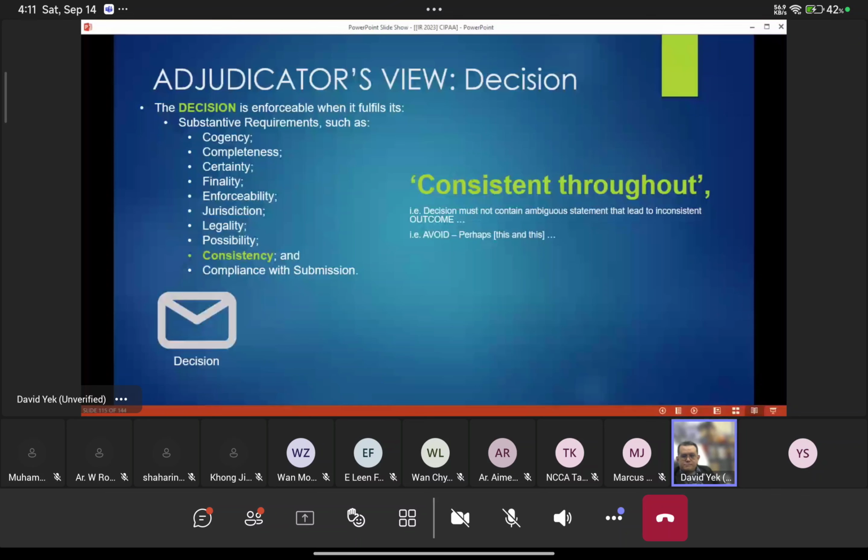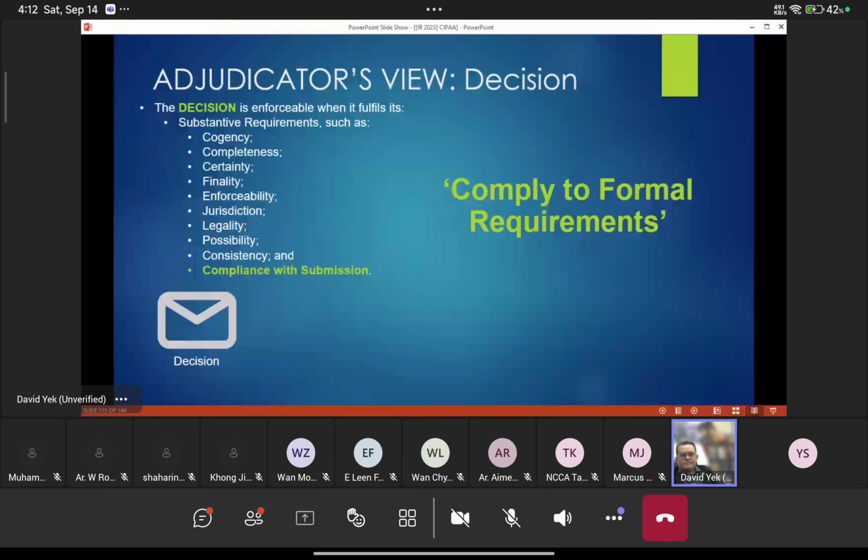Your decision has to be consistent throughout. What does consistent mean? That means what you say at the top, the bottom must also concur. You cannot have something that's inconsistent. And avoid using words like "perhaps". Perhaps is inconsistent; don't use this kind of word. All right. Compliance with submission: that means to comply with all the formal requirements that I have just mentioned.